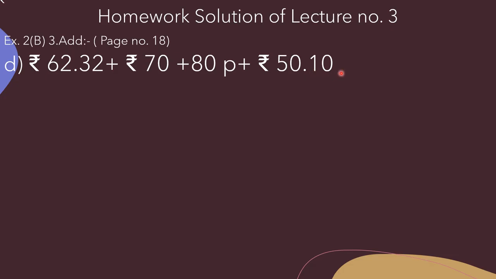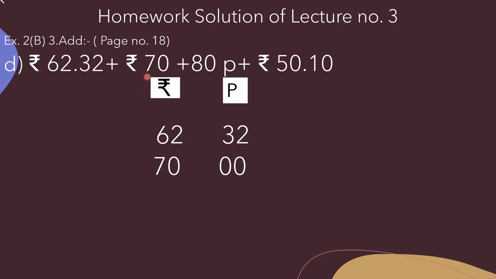So first of all, we need to arrange it in rupees and paise column. So first amount is 62 rupees 32 paise, then 70 rupees. So here we will write 00 in paise column, then 80 paise. So here we will write 80 in paise column, and 00 in rupees column, and then 50 rupees 10 paise. Now we have to add.